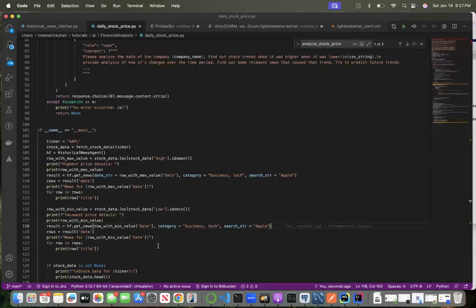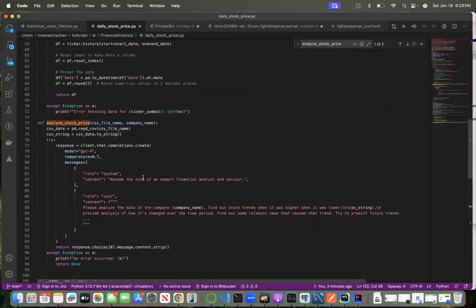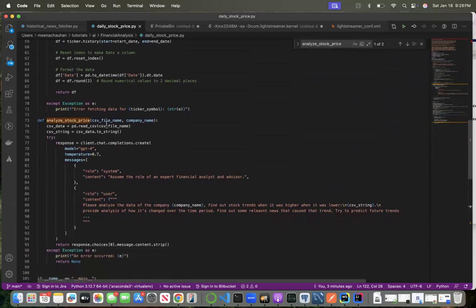Again, the important factor was here. We added analyze stock price, wherein we gave the CSV file name and the company name. We converted the CSV file data into a string. We created an OpenAI prompt, asked it to assume the role of a financial analyst and advisor, and then asked it to analyze the data: when it was higher, when it was lower, the trends, and some news, what it was.